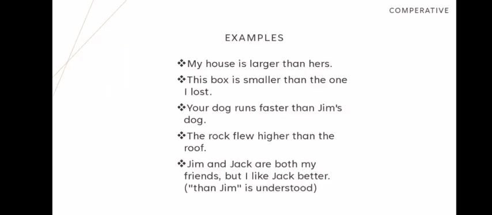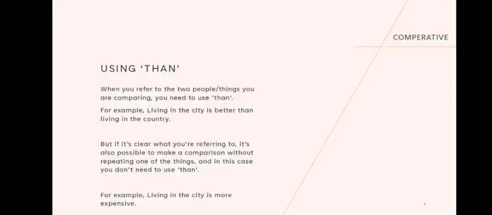For example, my house is larger than hers. This box is smaller than the one I lost. Your dog runs faster than Jim's dog. The rock flew higher than the roof. Jim and Jack are both my friends, but I like Jack better, or than Jim, is understood.